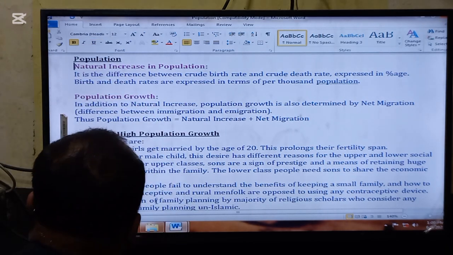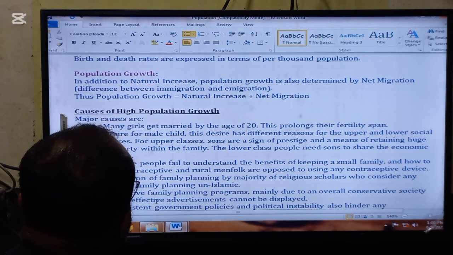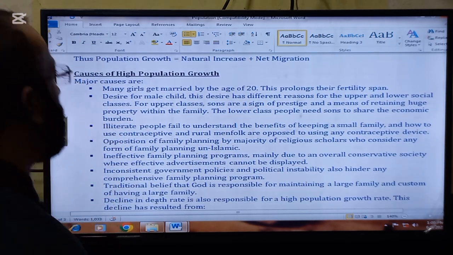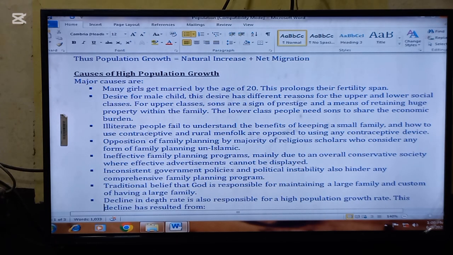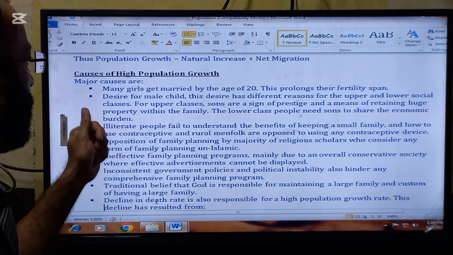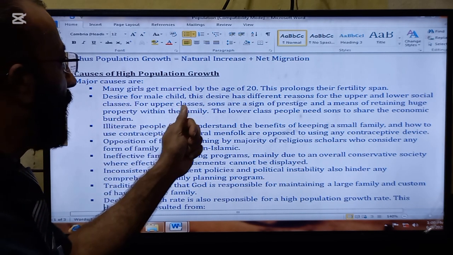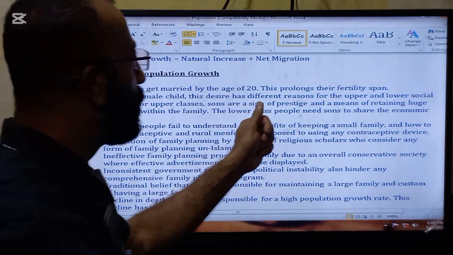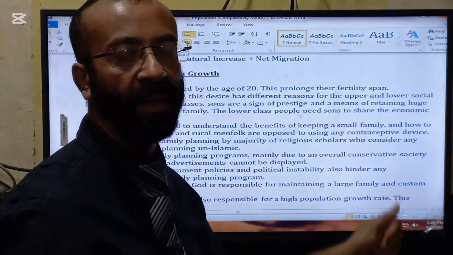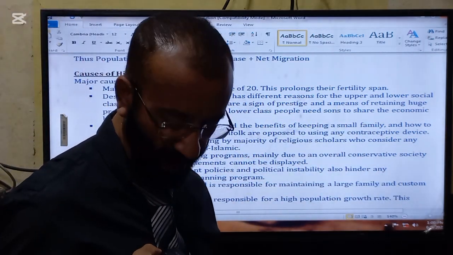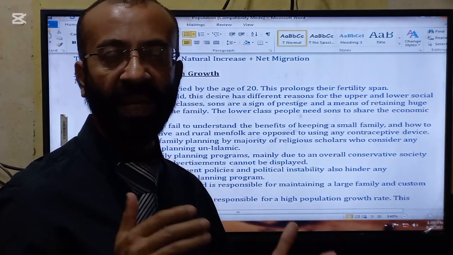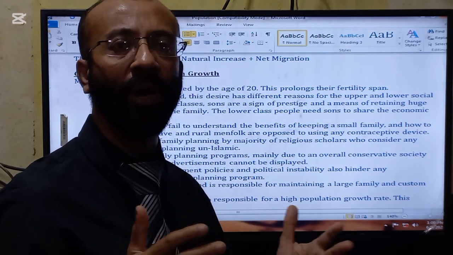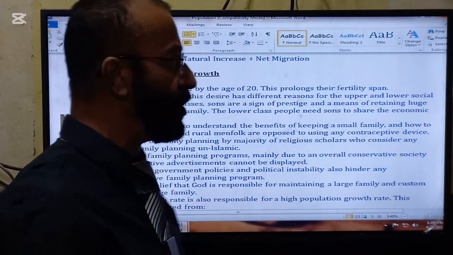So the population growth is equal to natural increase plus net migration. The next thing which we are going to read is the causes of high population growth. Major causes are: many girls get married by the age of 20. This prolongs their fertility span, and because of the fertility span, there is a high chance of growing the population.